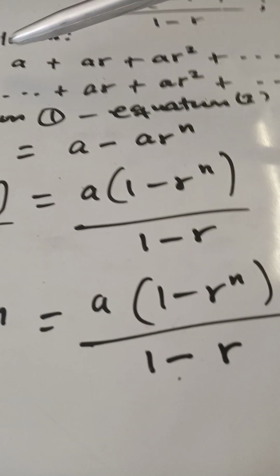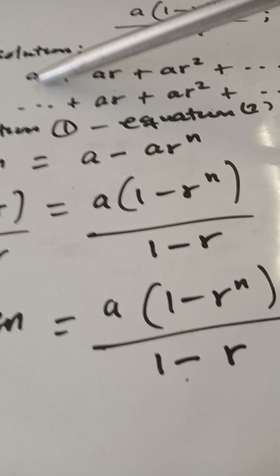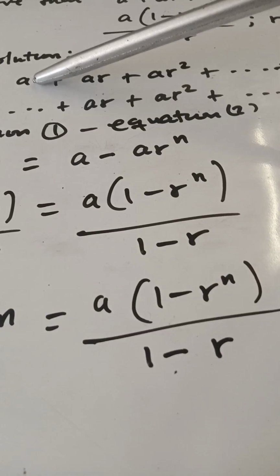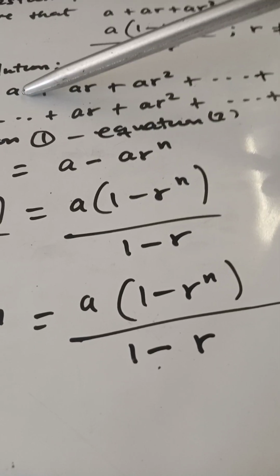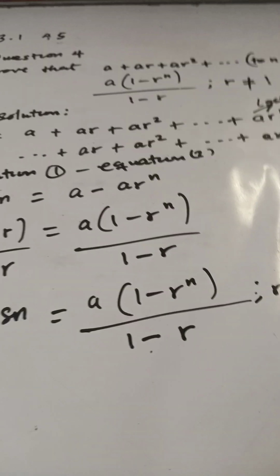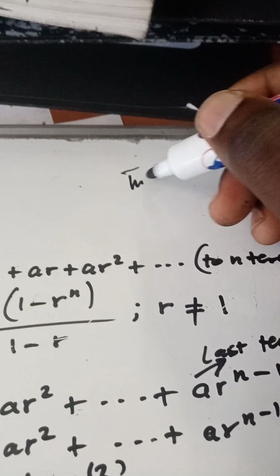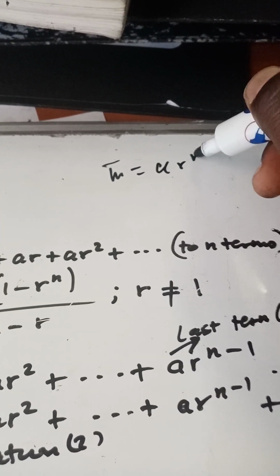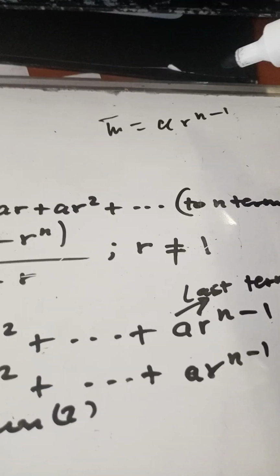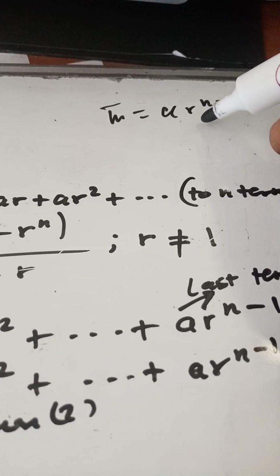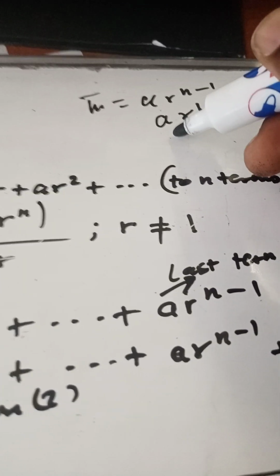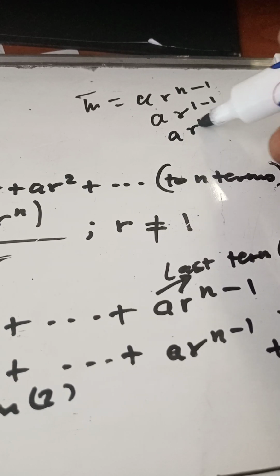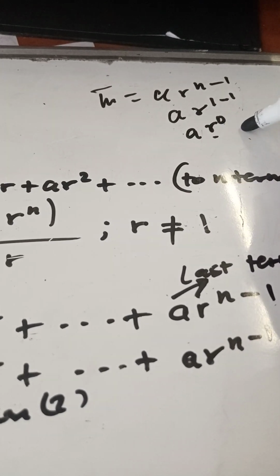You write Sn. The first term of every number pattern is called a. Like we have been taught in our various schools, in a geometric sequence the main formula that we use is Tn equals ar to the power n minus 1. So if this is the formula, then it means the first term will be ar to the power 1 minus 1, and that will give you ar to the power 0. What is r to the power 0? It is equal to 1.